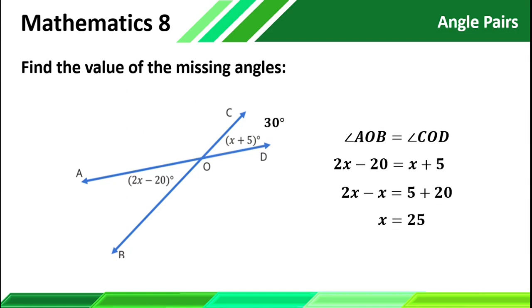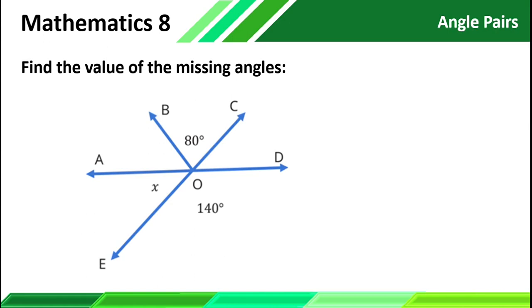And we know that COD and angle AOB are vertical angles. Therefore, this is also 30 degrees. And we also know that angle AOB and angle AOC are a linear pair. So to get the value of angle AOC, we just simply subtract 30 from 180. So that is 150 degrees. And we know that angle AOC and angle BOD are vertical angles. Therefore, this is also 150 degrees.